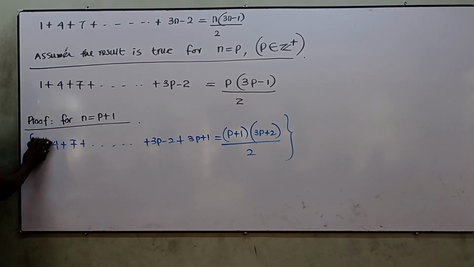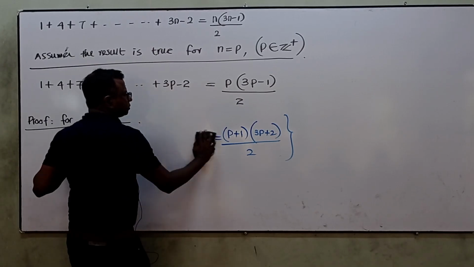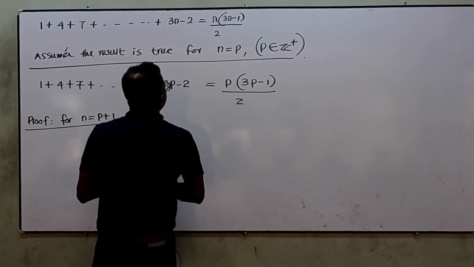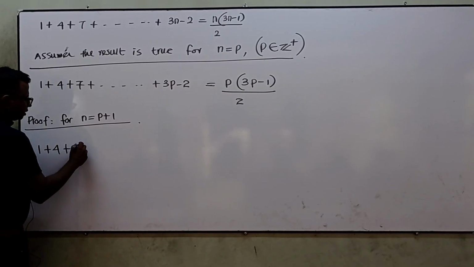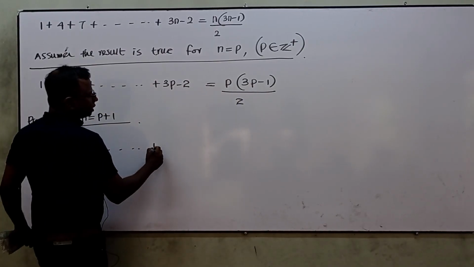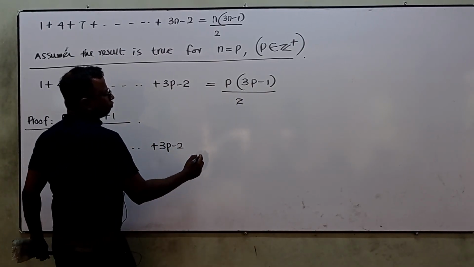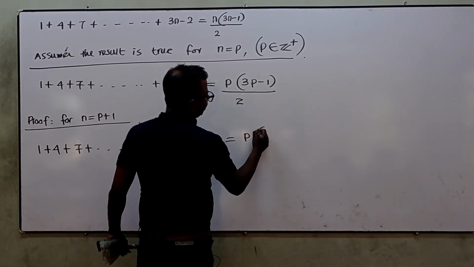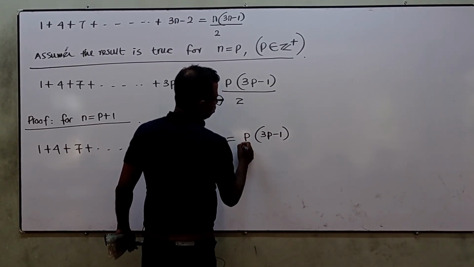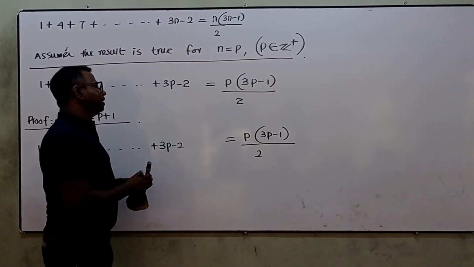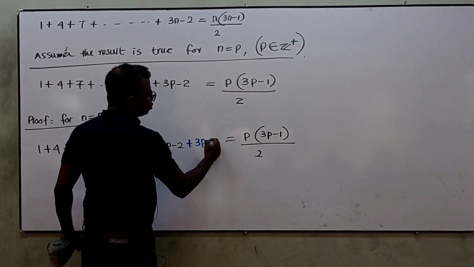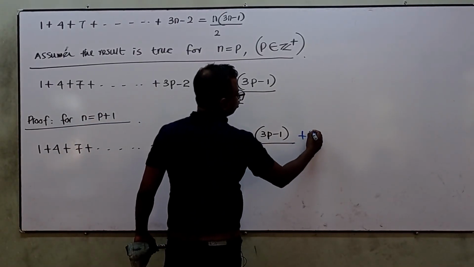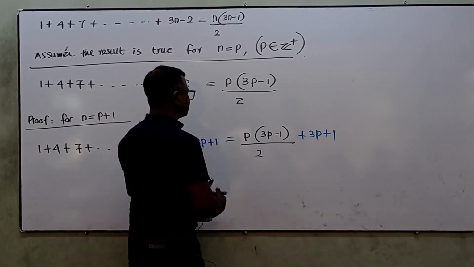Okay, now use the assumption. Just before, we can write down 1 plus 4 plus 7 plus ... plus 3p minus 2 equals p into 3p minus 1 over 2. Okay. Now the next term. Simply you have to add the next term, which is 3p plus 1. If you add 3p plus 1 to both sides, 3p plus 1.